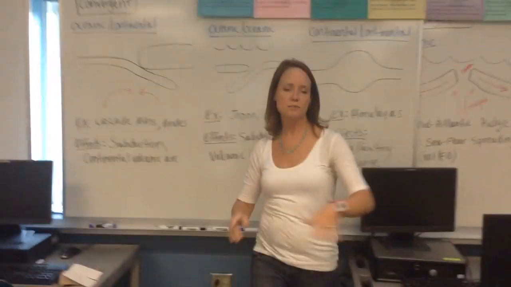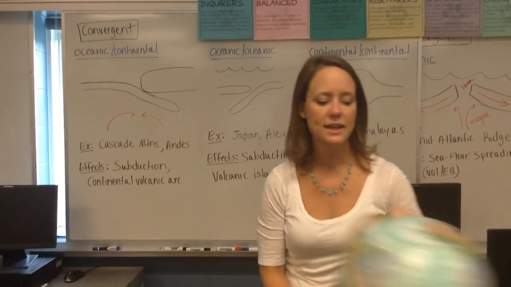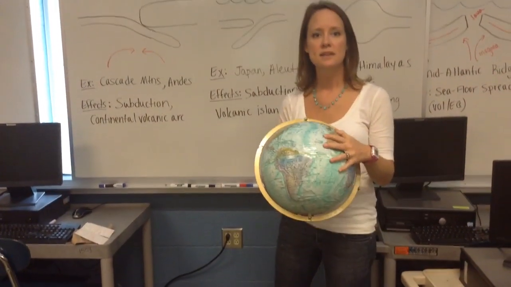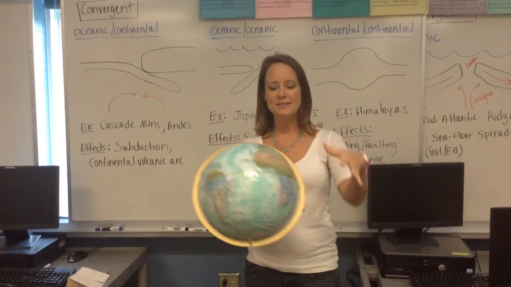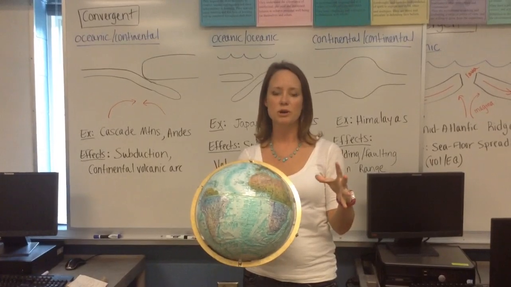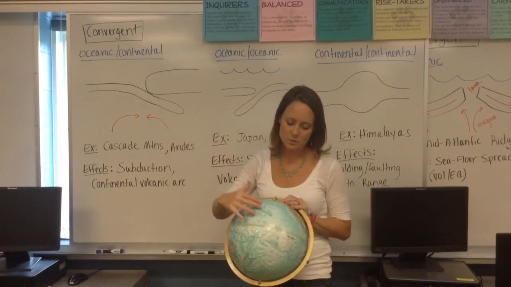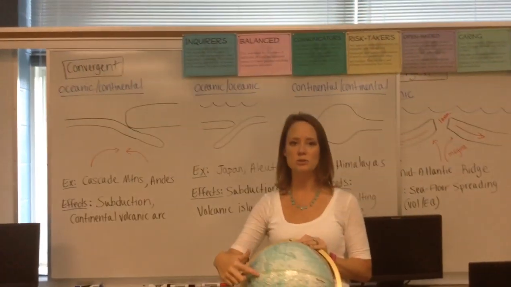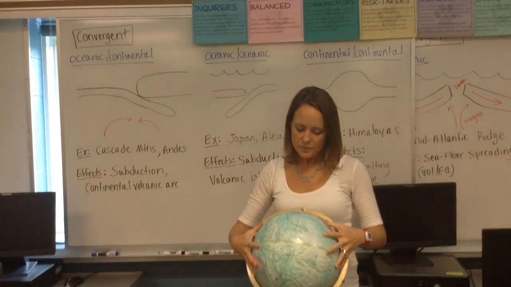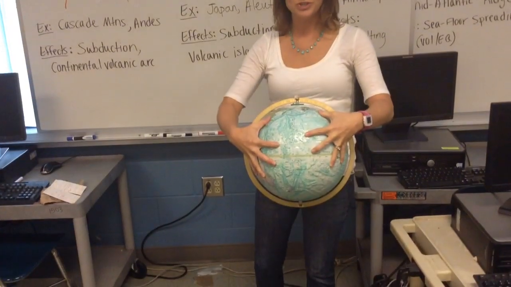In the last video, we talked about how the Atlantic Ocean is growing in size. If that's happening, then why isn't this globe getting bigger? Why is the Earth not growing? And to answer that question, that brings us to convergent boundaries. Because what's happening, if we look at the Pacific Ocean, is that the continents are actually moving closer together.